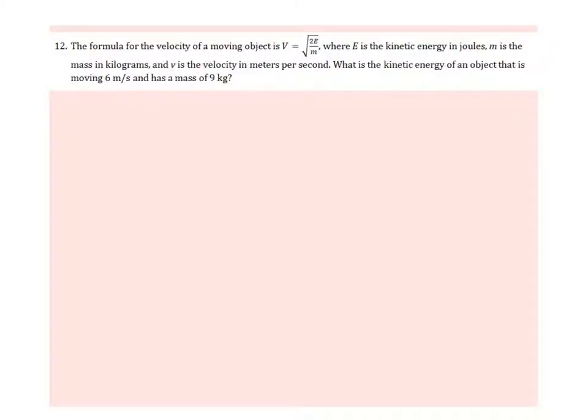So the formula for the velocity of a moving object is v equals square root of 2e over m, where e is the kinetic energy in joules, m is the mass in kilograms, and v is the velocity in meters per second. What is the kinetic energy, e, of an object that is moving 6 meters per second, has a mass of 9 kilograms? So what is the kinetic energy of an object? So you're looking for e, and the mass is 9 kilograms. So velocity is in meters per second.